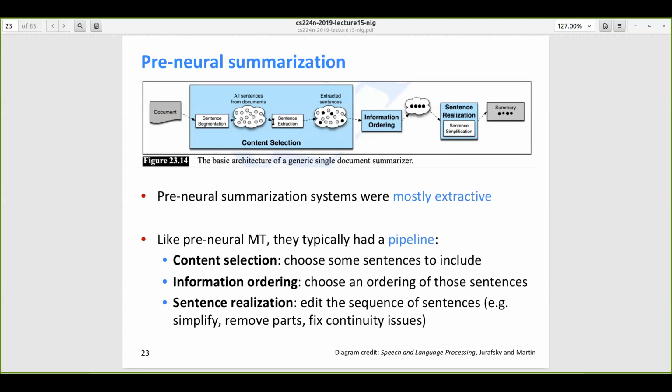Then information ordering. The sentences or the text that the pipeline has chosen during the content selection have to be ordered. And then we have sentence realization, where some parts of the selected text could be removed and some of the things could be fixed. So these are the different components that were there in the pipeline of summarization.